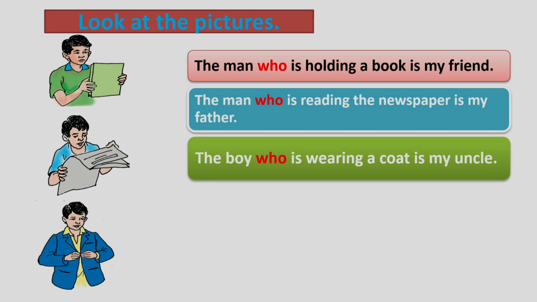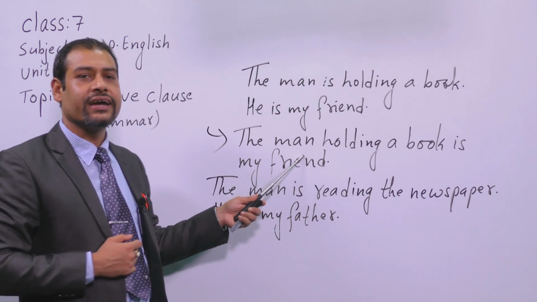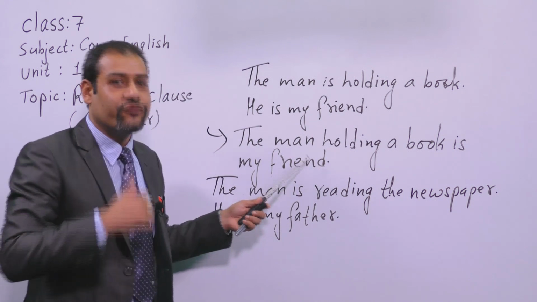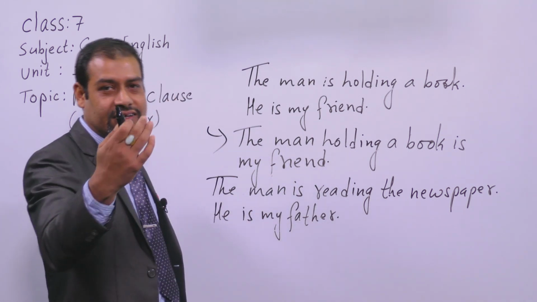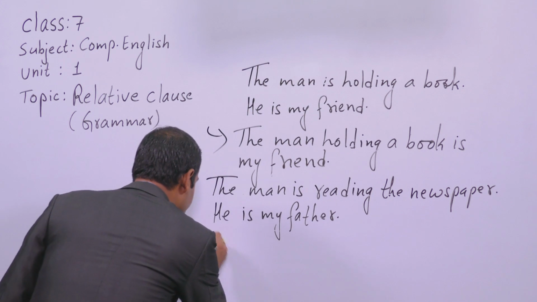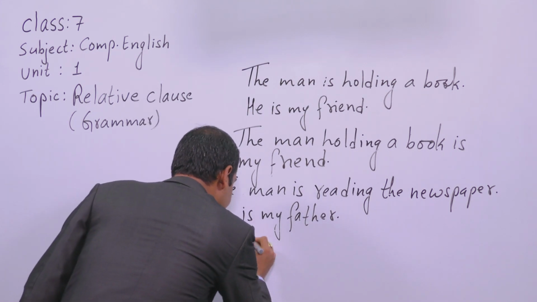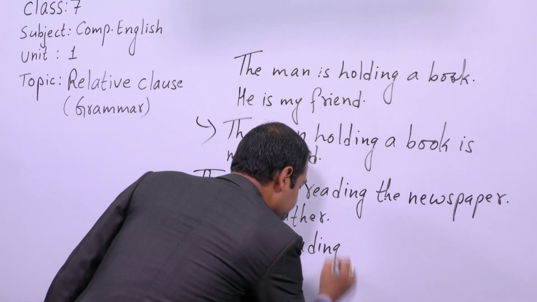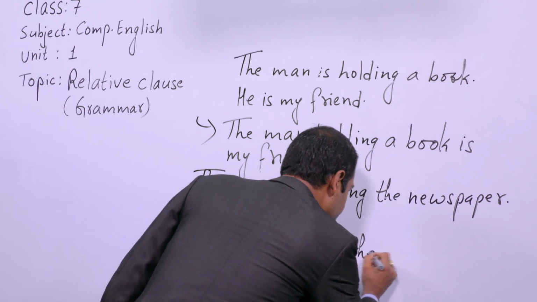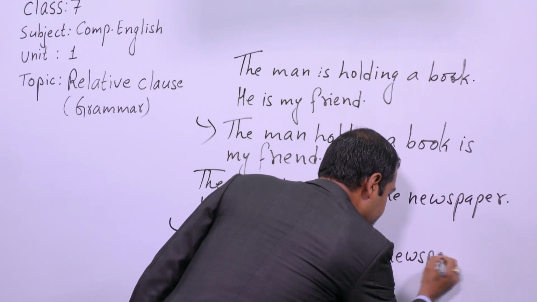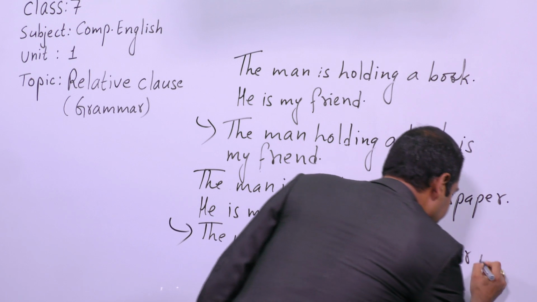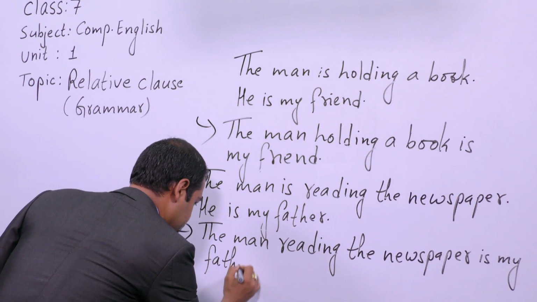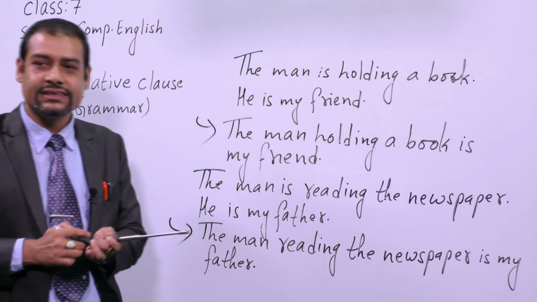How do you do that? Look at this example, and like this you can do. Please write it down. Have you finished? Very good. Then check your sentence with me, okay? If we don't use who: the man reading the newspaper is my, let's say, father. So have you written like this?